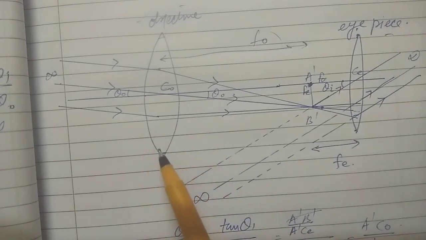In order to overcome the limitations of the refracting type telescope and to increase its magnifying power, the reflecting type telescope would be used. So that's all for this lecture.